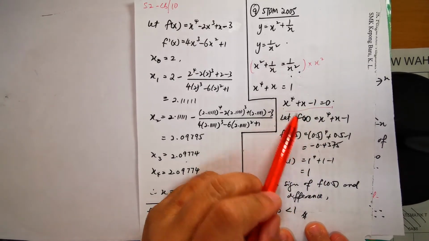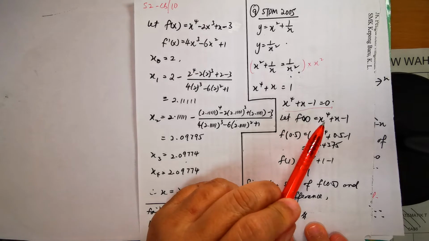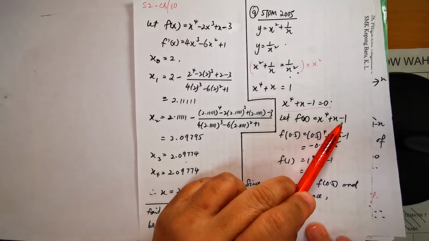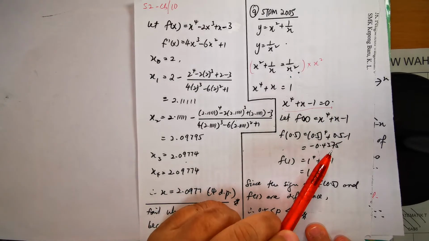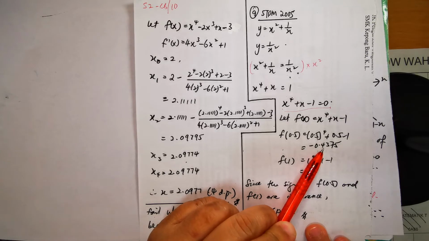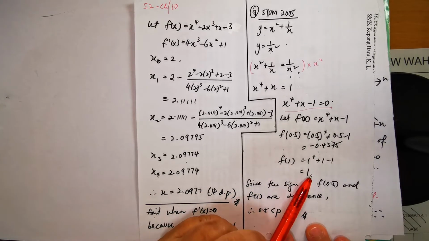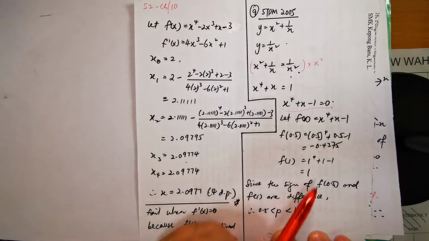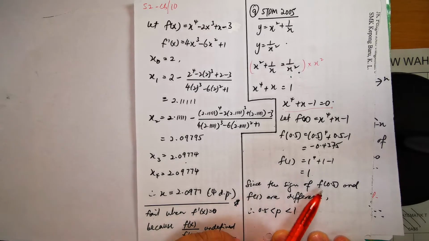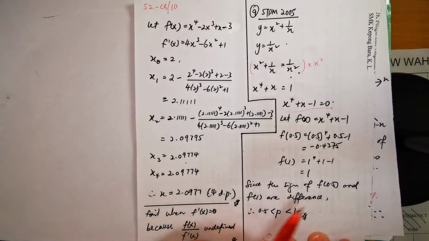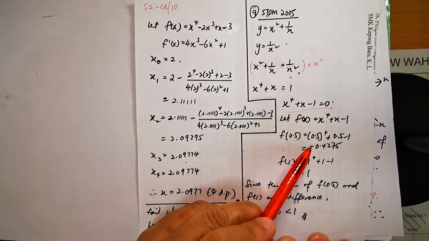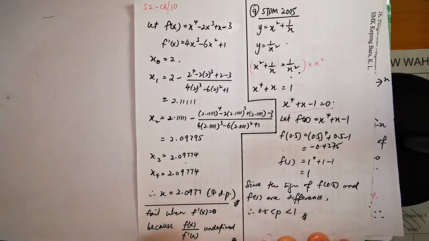Then let the left hand side be your f(x). So let f(x) equals x power 4 plus x minus 1. Sub 0.5 in and you get this answer. Then sub 1 in and you get this answer. Then just write the conclusion. Since the sign of f(0.5) and f(1) are different, one negative, one positive, therefore P lies between 0.5 and 1.